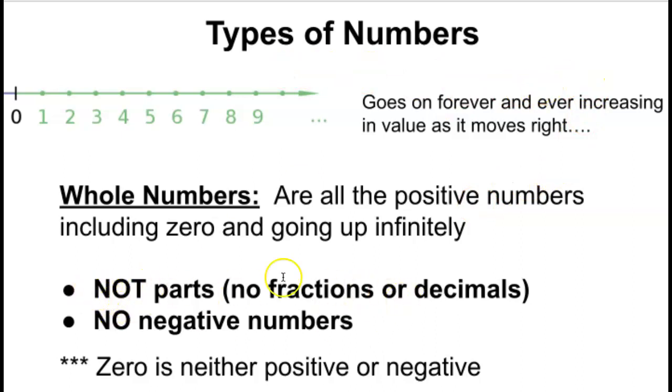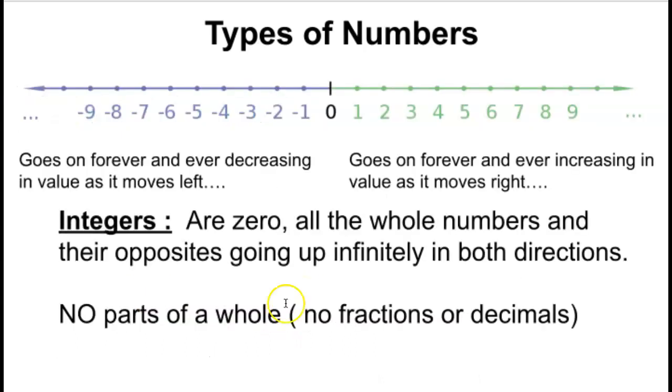It's important to remember that whole numbers will never be parts. There are no fractions and no decimals as part of whole numbers. There are also no negatives that can be whole numbers. The next category includes whole numbers. So whole numbers are also integers.